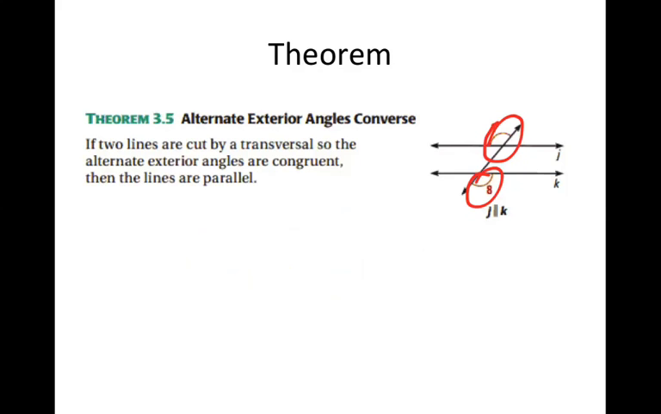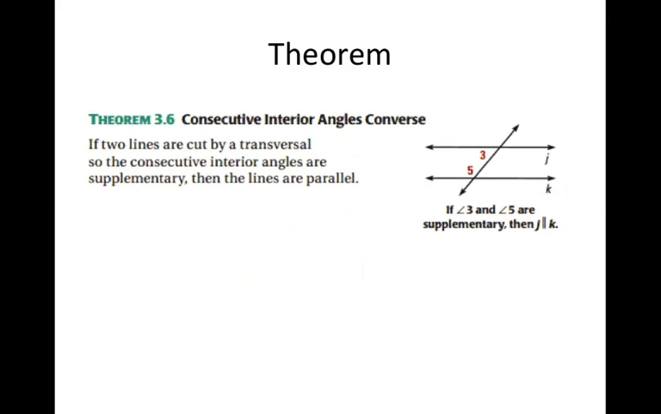Last one. It is the consecutive interior angles converse. This one says that if the consecutive interior angles, in this case angles 3 and 5, are congruent to each other. So, sorry, not congruent to each other. We've got them being supplementary. And we know if they're supplementary, the lines must be parallel. So don't get confused. The first three were congruent angles. This one is supplementary angles.